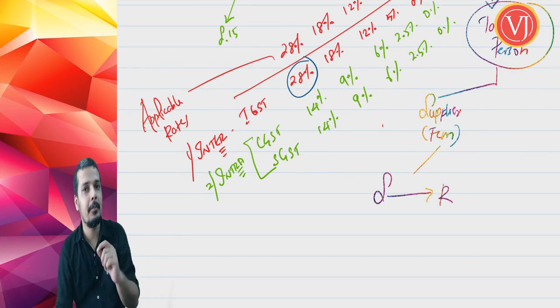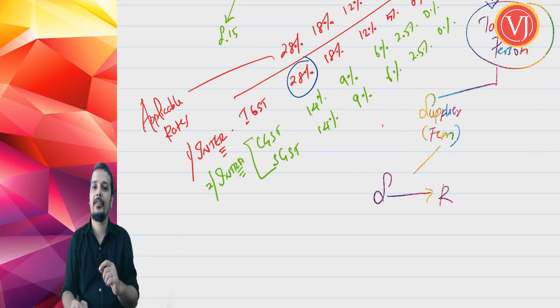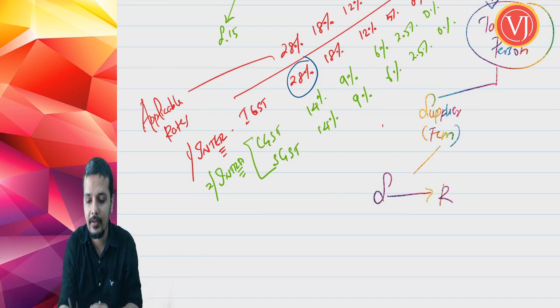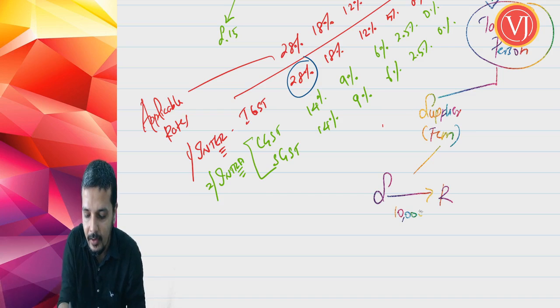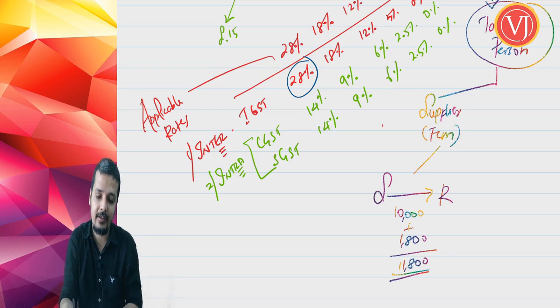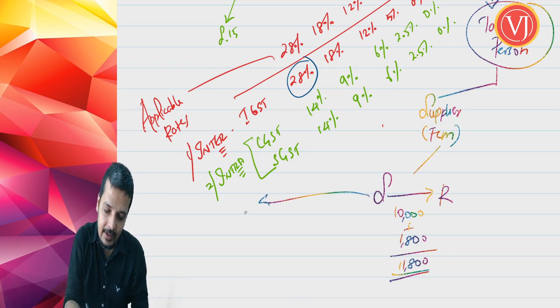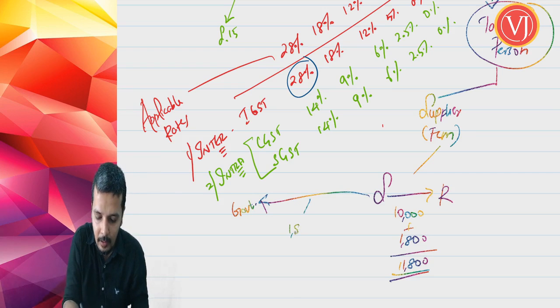Go back to the basic concept, my friends. We have discussed very clearly that in indirect tax, the burden can be shifted. So if I am charging, say, 10,000 plus GST 1,800, I will be collecting a total of 11,800 from you, my friends, and out of that 11,800, I will be paying the GST portion of 1,800 to the government.